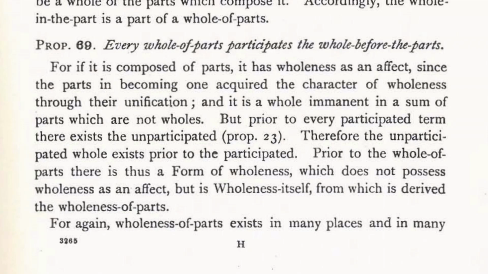In explaining this, Proclus writes, "For if it is composed of parts, it has wholeness as an effect, since the parts, in becoming one, acquire the character of wholeness through their unification. And it is a whole immanent in a sum of parts which are not wholes." Now from here, notice that Dodds is about to bring in Proposition 23. So before we go on, I do want to quickly review that one.